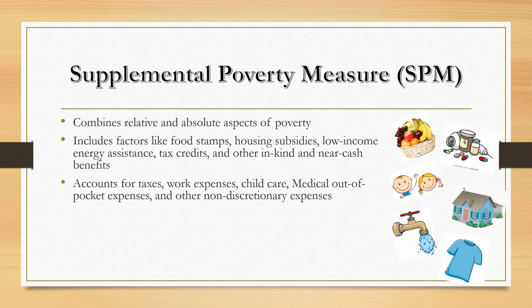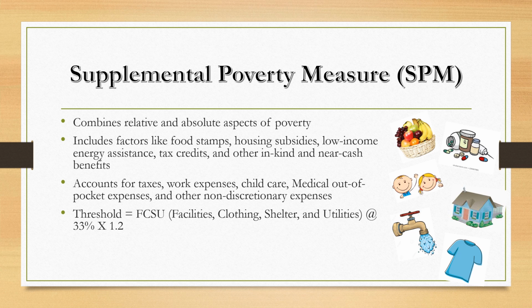Moreover, it also accounts for a multitude of expenses that are excluded from the OPM, such as taxes, work expenses, child care, medical out-of-pocket expenses, and other non-discretionary expenses. The SPM threshold is calculated as the combination of facilities, clothing, shelter, and utilities expenses for a household at the 33rd percentile of the expenditure distribution multiplied by 1.2. This threshold accounts for the functionings and discretion necessary for maintaining a life of human dignity while adapting to changing standards of living. Thus, the SPM achieves the goal of measuring poverty in humane and dignified terms because it closely represents capabilities through its inclusion of multiple facets of an individual's well-being.